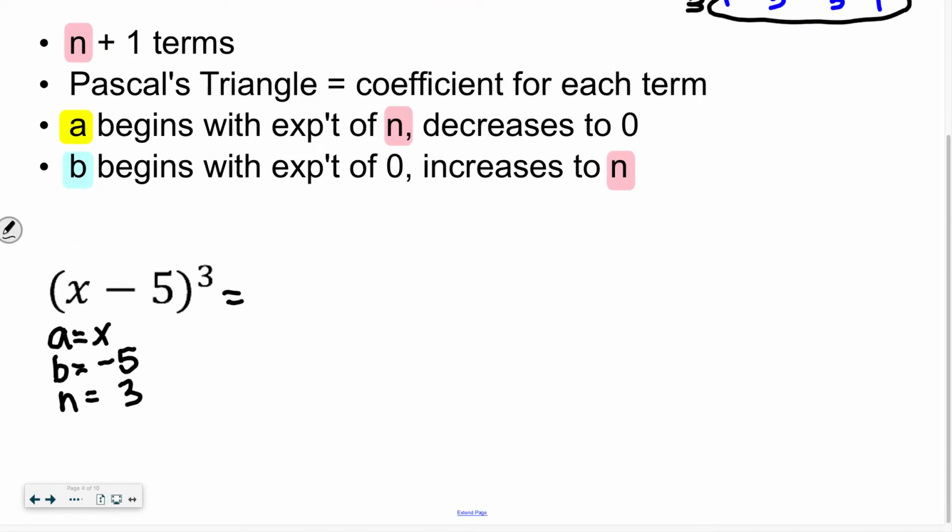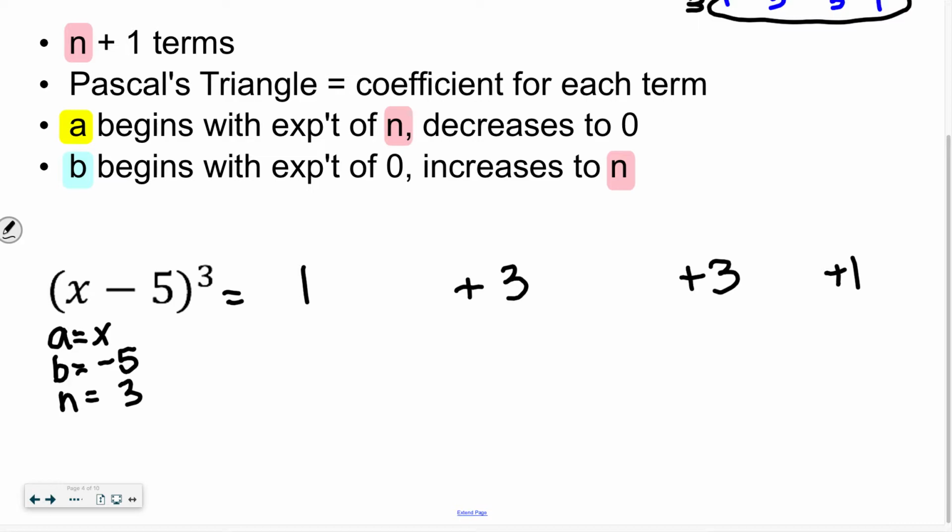Okay, so I'm going to do 1, 3, 3, let's squeeze it in, 1. Now, these are the different terms, so those are the things that are getting added. And then I'm going to be multiplying those coefficients by the first term and the second term raised to different exponents.